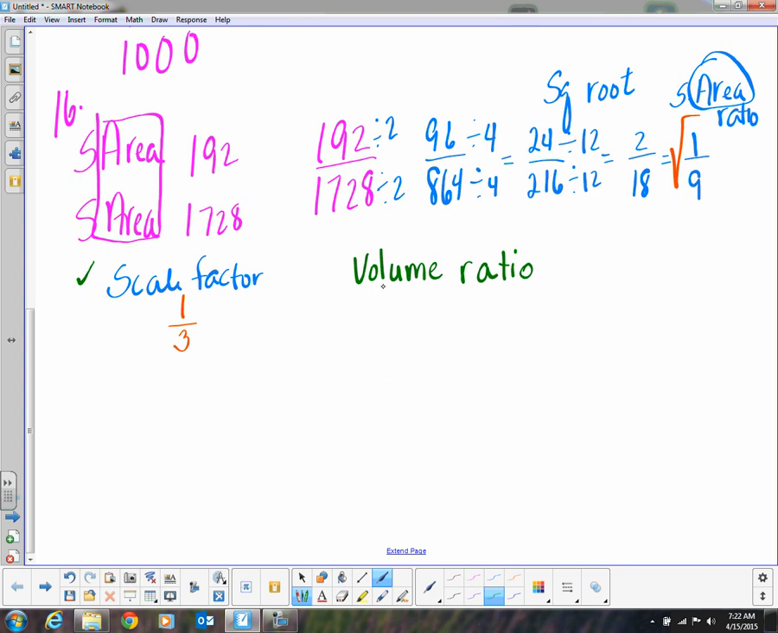So what do we do to 1/3? Cube it. What's 1 times 1 times 1? 3 times 3 times 3? 27. Okay, so that is my ratio. Now, they said the volume of the larger.